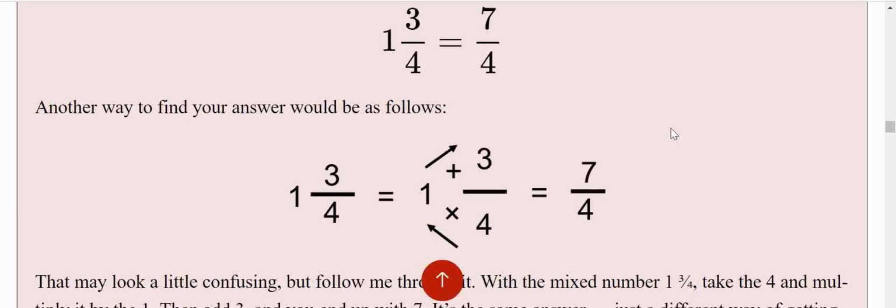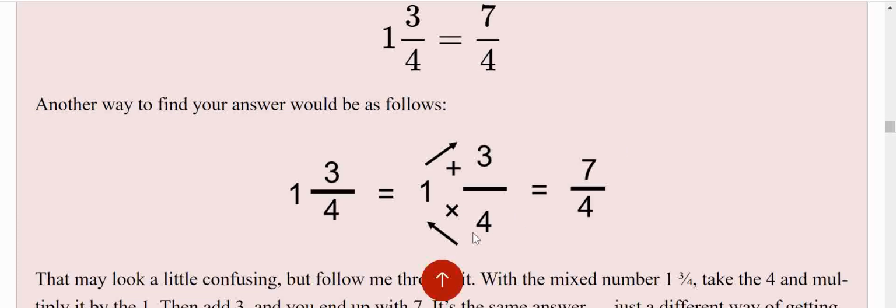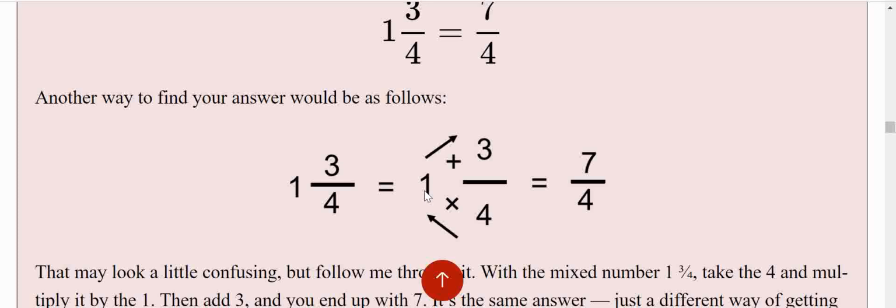1 and 3/4 is, and here what they have shown is you can take the denominator following the arrows. 4 times 1 plus 3 is equal to 7 over 4. 4 times 1 is 4, plus 3 is 7, and the denominator stays the same.